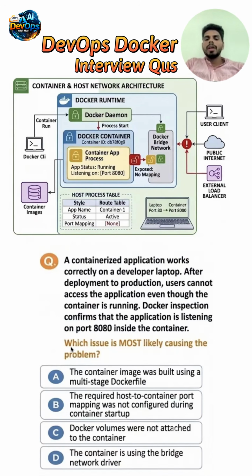That is the problem. So they are given 4 options, and they are asking us to identify what could be the issue. The container image was built using a multi-stage Dockerfile. That is option A. Option B is the required host to container port mapping was not configured during the container setup. Option C, Docker volumes were not attached to the container. Option D, the container is using the bridge network driver. Out of 4, you need to identify the right answer. You have 5 seconds now.